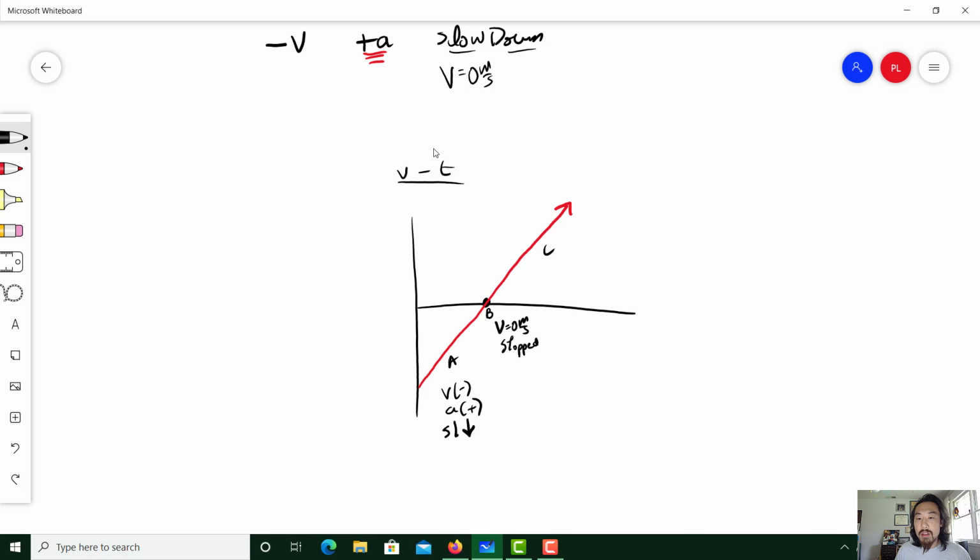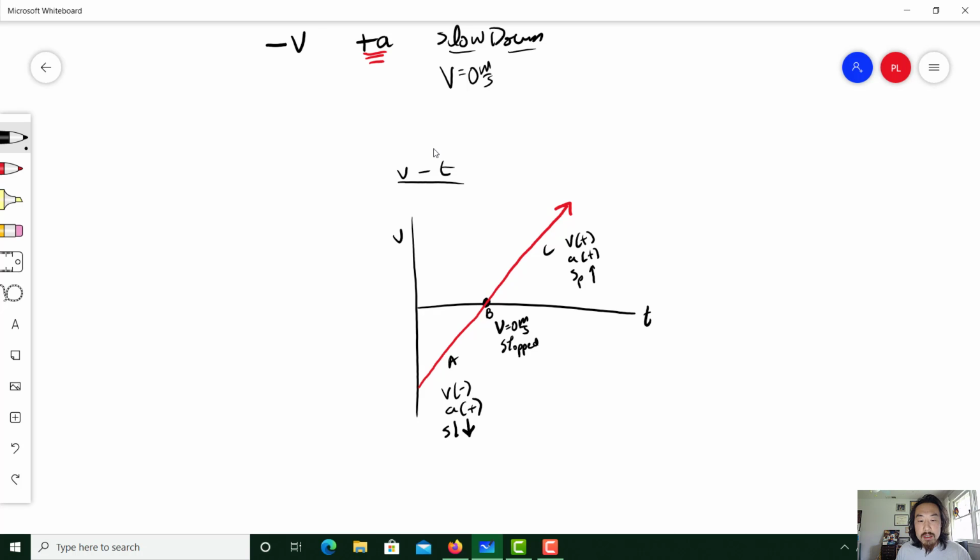Here we see that the velocity is positive, because we're in the positive region of this graph. We have a positive slope, and the acceleration therefore is positive, and therefore this object is speeding up. So what does this tell us? This tells us that we have an object that was moving, let's say, to the left. It was moving to the left, but it was slowing down until it eventually comes to a stop, and then it starts to speed up towards the right.